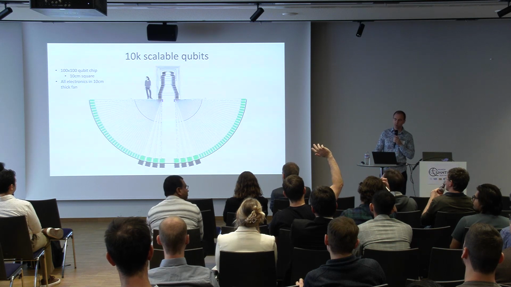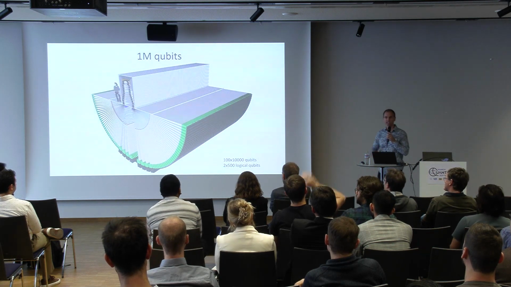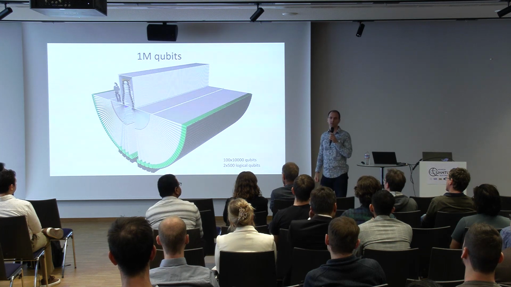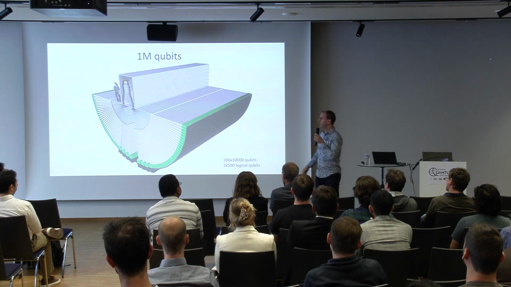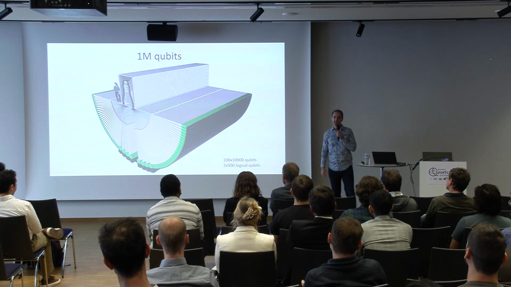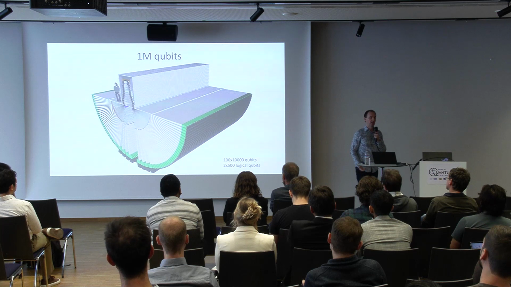And then once you have a tileable module, you put 100 of them in a row. Is that 10,000 qubits on one chip? Yes. Okay. Is that 1 million qubits on one chip? No. So this would be 1 million qubits on 100 chips. So yeah, they would be edge to edge. So you might say, how can you do that?